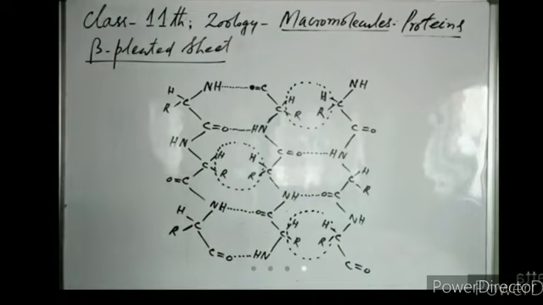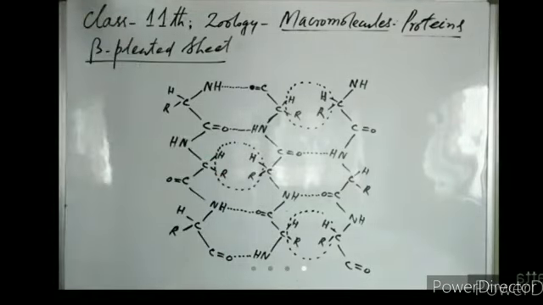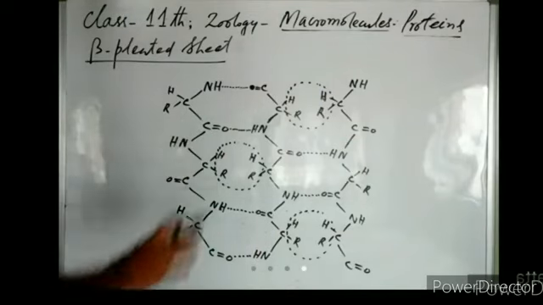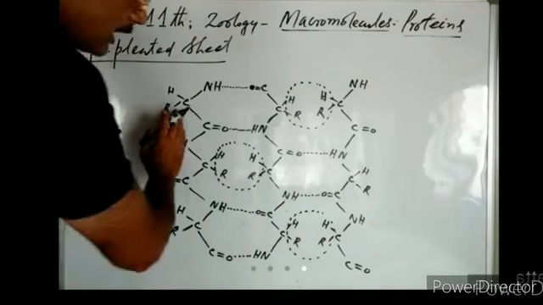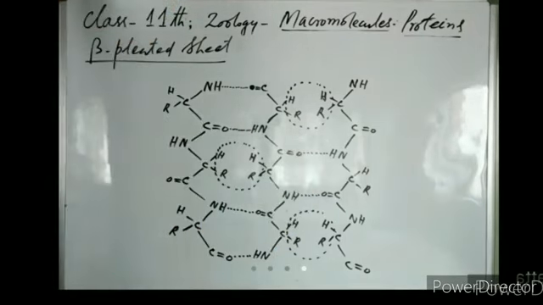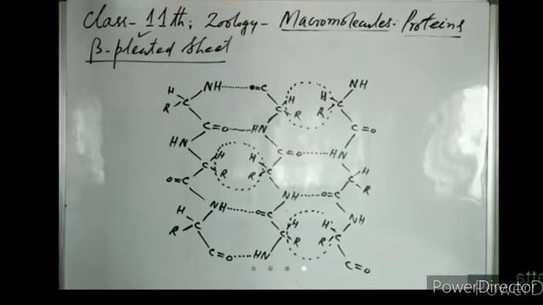So in this way, a small peptide, another small peptide, another small peptide chain, right? They come to lie side by side and they form an extended sheet-like structure. This sheet-like structure is known as beta-pleated sheet.